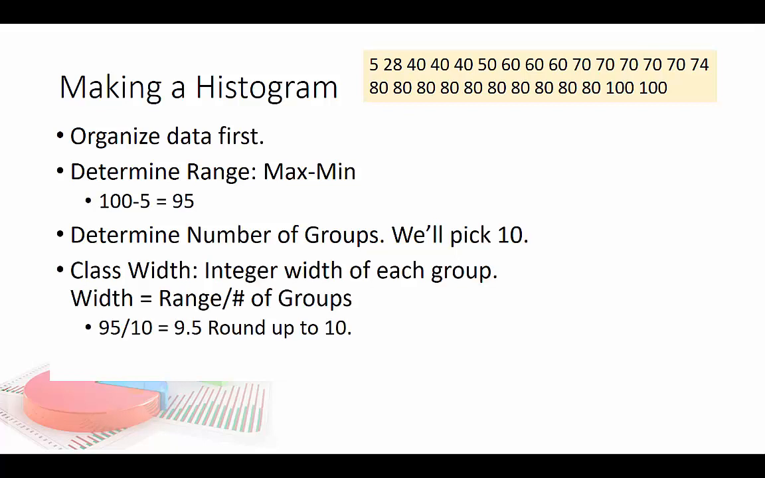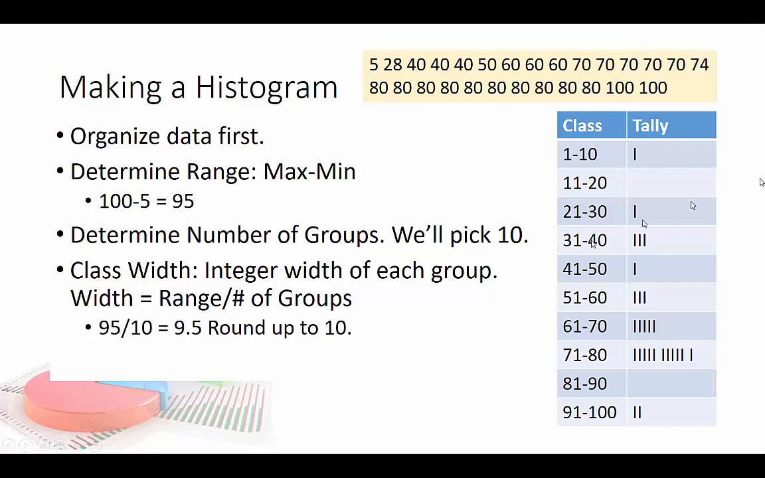Class width is basically the width of each group, and that's just your range divided by your number of groups, and you round up. So we've got 95 divided by 10 is 9.5, so we'll say our groups are size 10, width of 10. Then you can create what's called a frequency table, and it's basically a tally chart. And I'm saying, here's the class. So any quizzes with scores from 1 to 10, I have one of those. 11 to 20, nobody. 21 to 30, I've got one. And then you can see I have the rest of these scores in here.